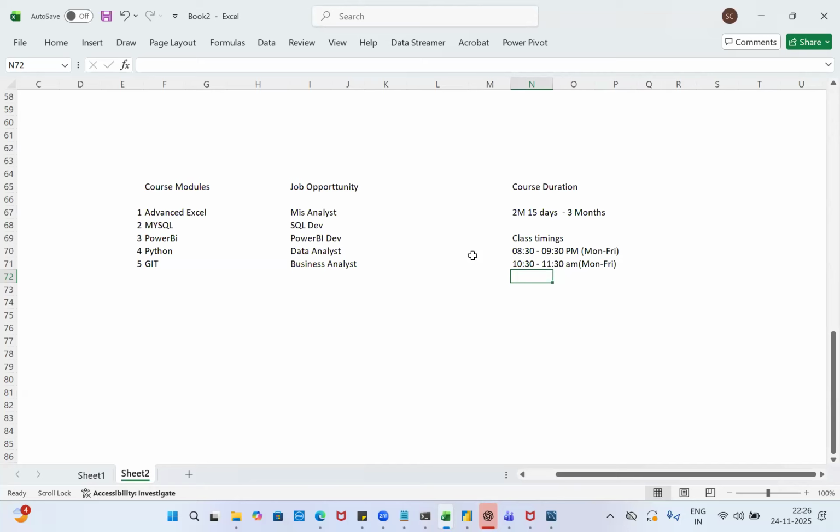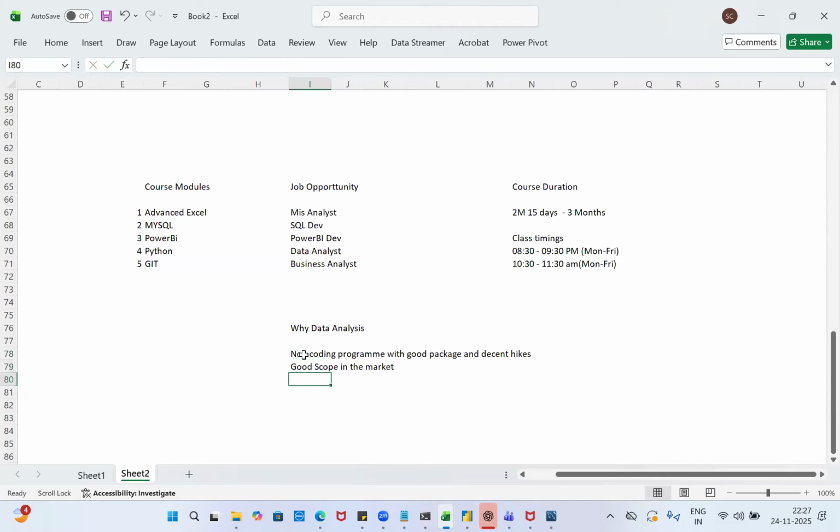We have 2 days more of demo. So that is about course duration, class timing, job opportunities, course modules, and why Power BI, why data analysis. You guys know it, right? First of all, apart from Python, I'm telling you now, it's a non-coding program with a really good package and decent hikes. And of course, it has very good scope in the market.